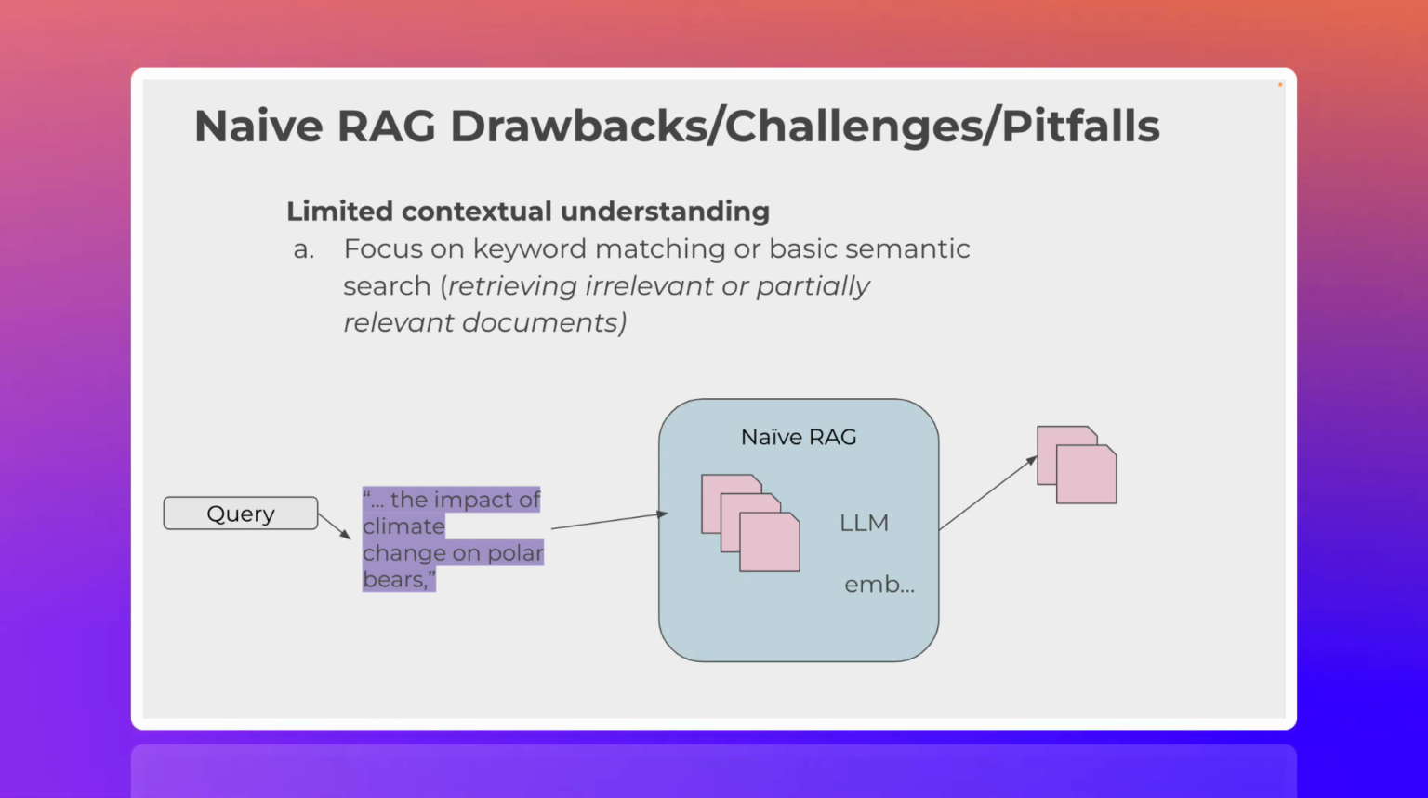Okay? Because naive RAG models often retrieve documents based solely on keyword matching or basic semantic similarity, which, as you can see here, can lead to retrieving irrelevant or partially relevant documents, non-relevant docs on both topics.